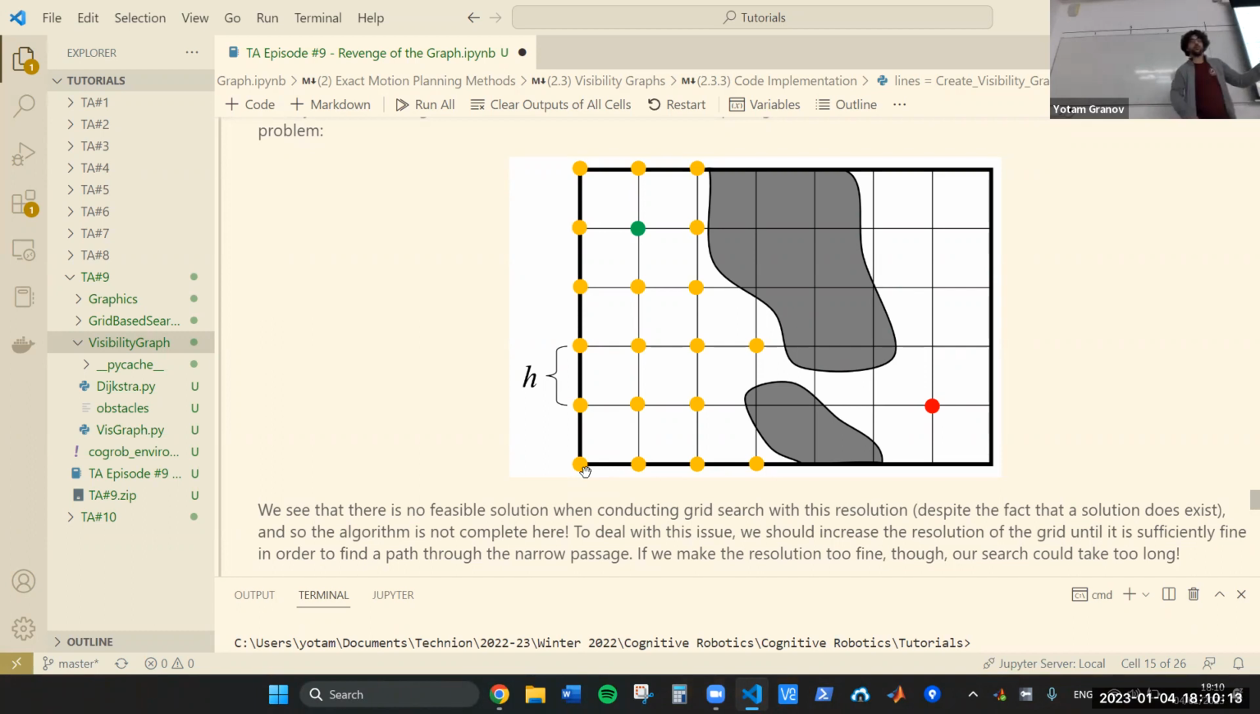I cannot guarantee that my algorithm will return a solution between the start and the goal. So this is not complete.